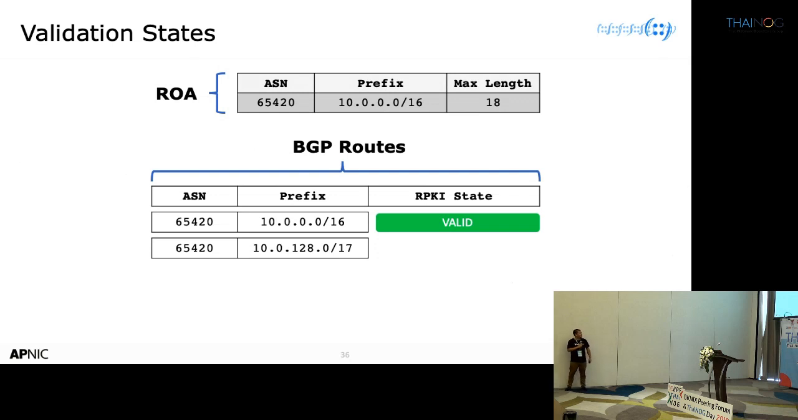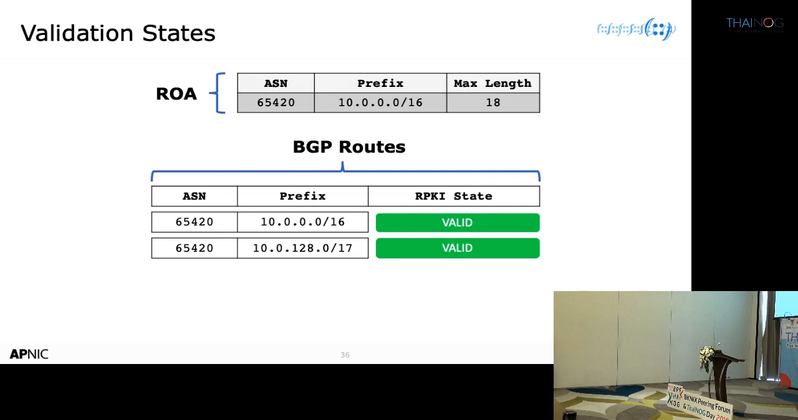How about the second update? Does the prefix match? 10.0.128.0/17. It's because of the max length, more specifics, right? And the origin AS is the same, so valid.